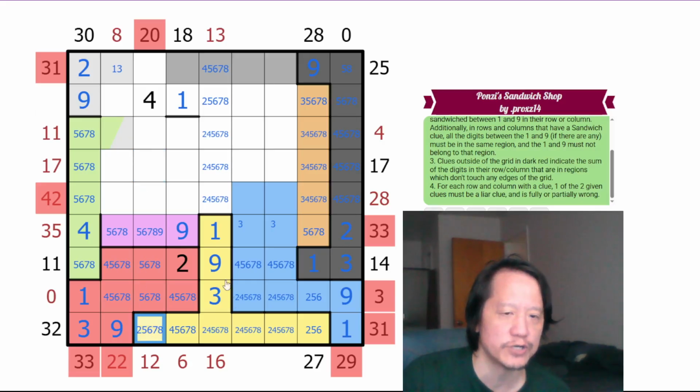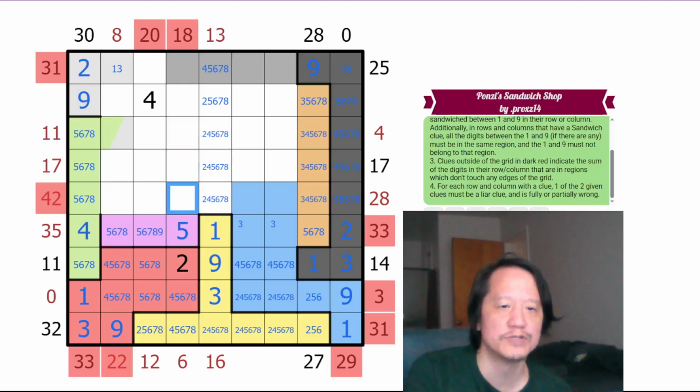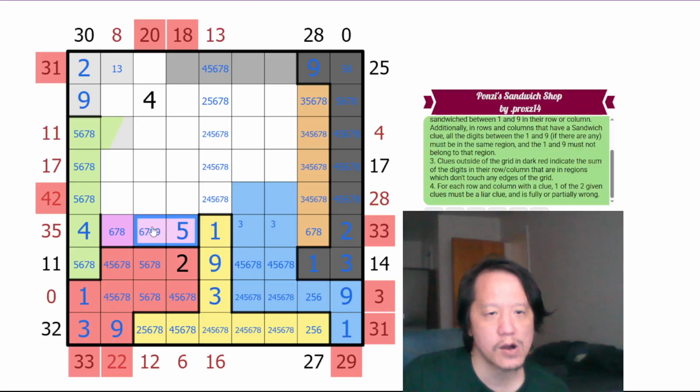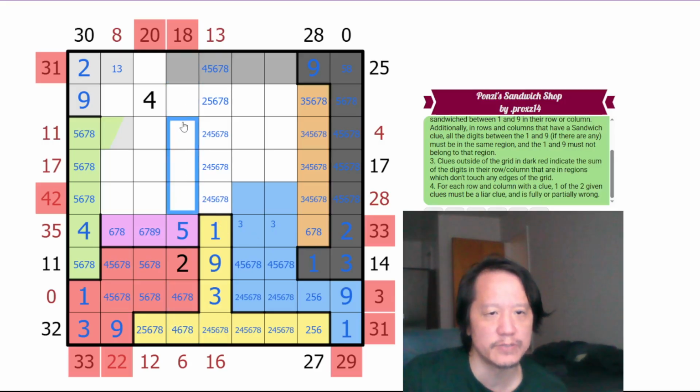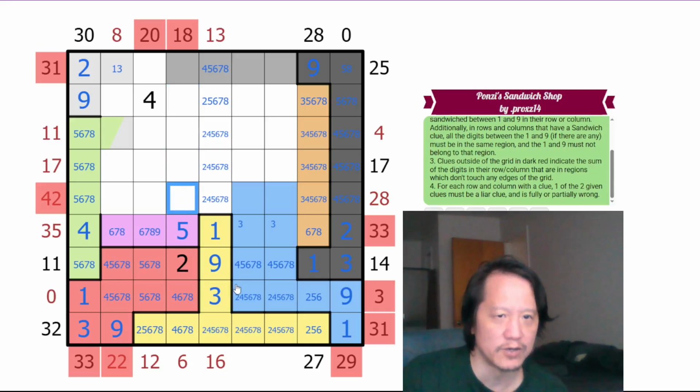8 and 12 is 20 only. So this is invalid. So the 6 has to be correct, which means this must be a 5 here. And we have to have a 1 somewhere else here. So the pink has to get out somewhere. 5 is here. That eliminates 5 from here. And we have to have a 1 as a pink somewhere here. Probably here, but we don't know.